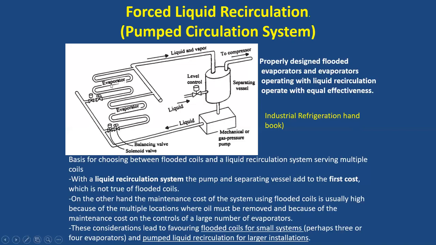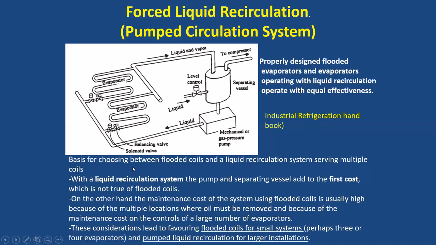If you design the piping in such a way that the liquid returns to the chamber or separating vessel, then there is no need for this particular system. So that's the properly designed flooded evaporator, and evaporators operating with liquid recirculation operate with equal effectiveness. So the effectiveness of this system is equal if the flooded evaporator is properly designed.